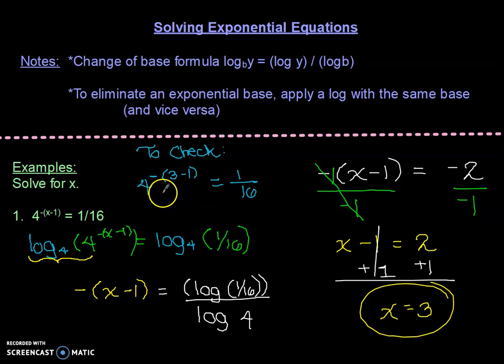Well, let's find out. So 3 minus 1 is 2, 4 to the negative second power. That is the same thing as me saying 4 to the second power in the denominator, because when you move an exponent and its base from numerator to denominator, it changes the exponent sign. So this would give me 1 over 16, which is what I had on the right side.